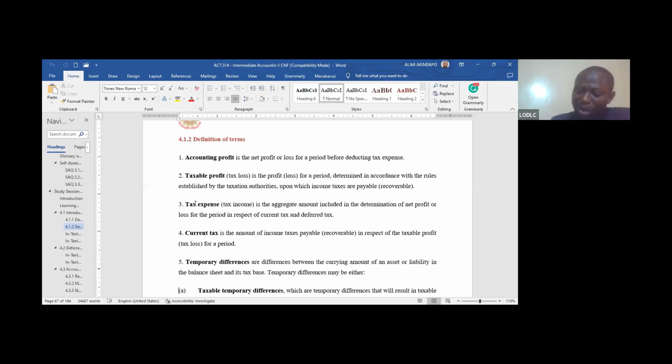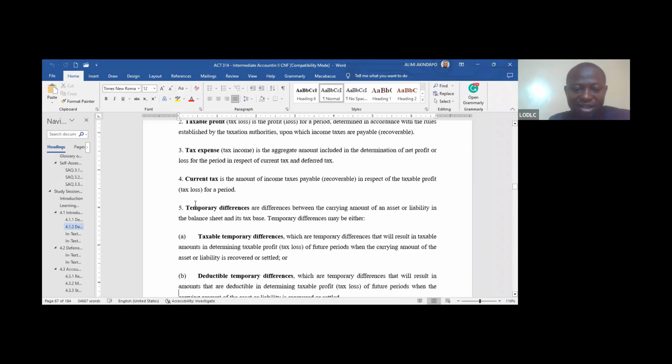Current tax is the amount of income taxes payable or recoverable in respect of the taxable profit for a period. Before you can get your current tax, you must understand what your accounting profit is, that is the profit before tax, after which you add inadmissible expenses and deduct admissible expenses. Once you have done that, you get what is referred to as taxable profit. From your taxable profit, you apply the tax rate. At the end of the day, you get the current tax, that is the tax to be paid to the Federal Inland Revenue Service.